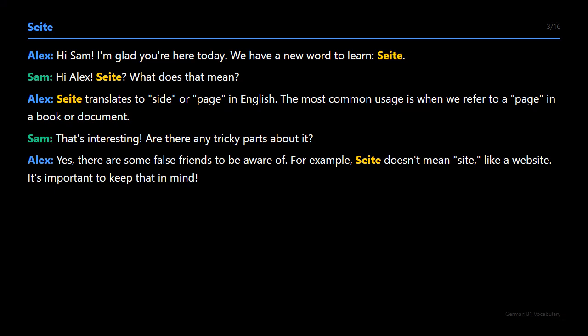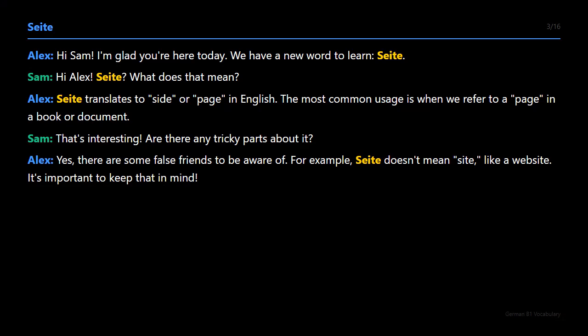We have a new word to learn. Seite. Hi Alex. Seite. What does that mean? Seite translates to side or page in English. The most common usage is when we refer to a page in a book or document.